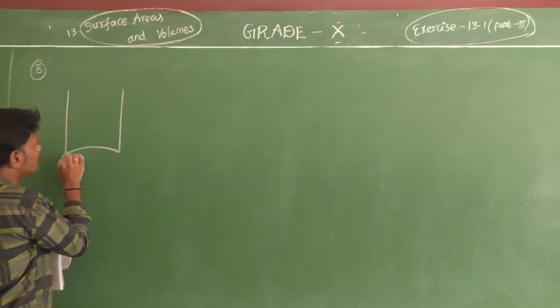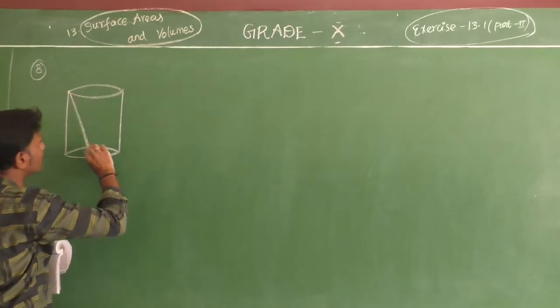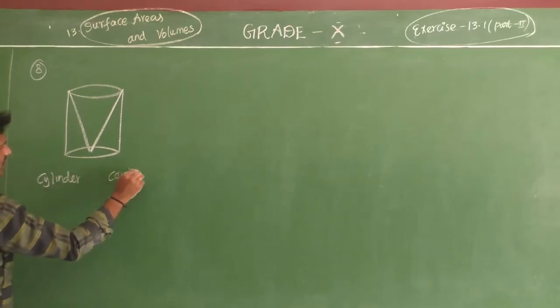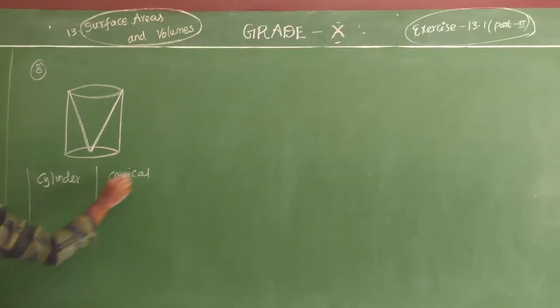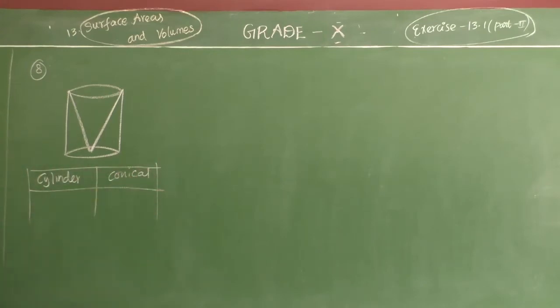Okay, so this is a cylinder. I am going to cut the conical depression like this. Okay, you have the same thing. What are they? Cylinder portion and then conical portion. But on both also you have the same radius, same diameter and same height.